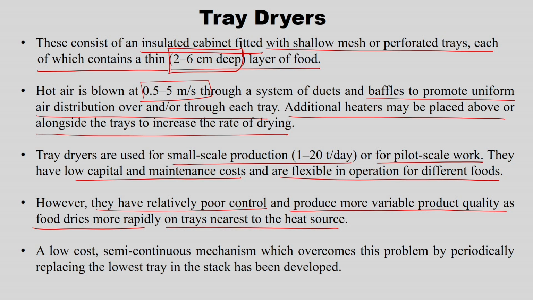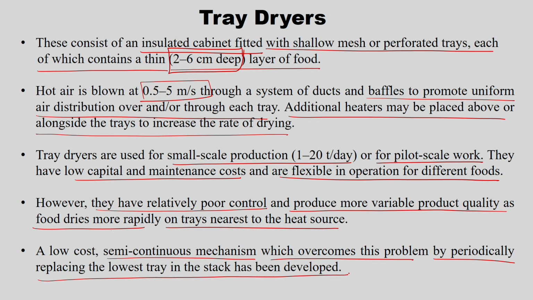The tray which is near to the heat source will get dry fast, and the tray which is away from the heat source will take time to get dried, and so you will get the variable product quality. A low cost semi-continuous mechanism which overcomes this problem by periodically replacing the lowest tray in the stack has been developed.